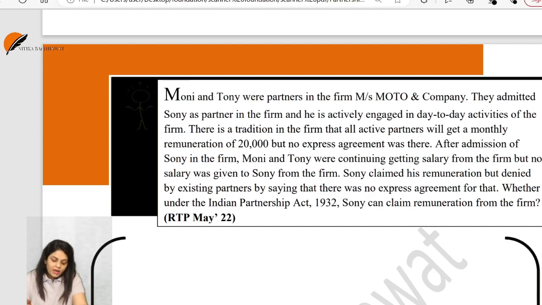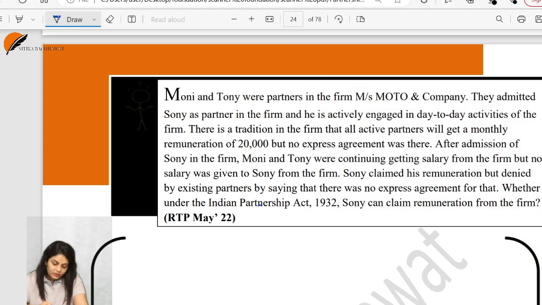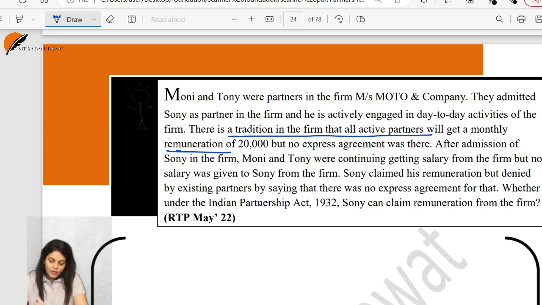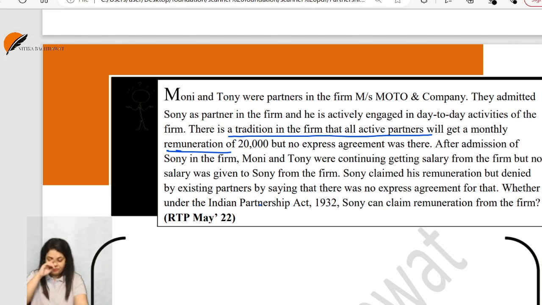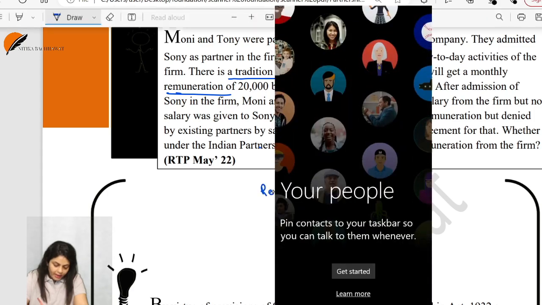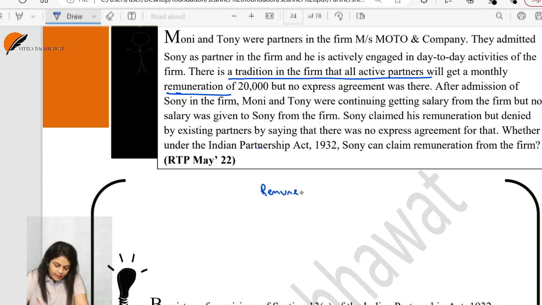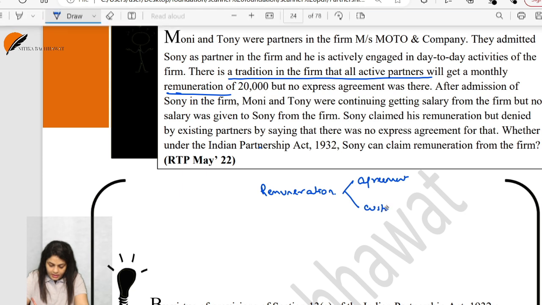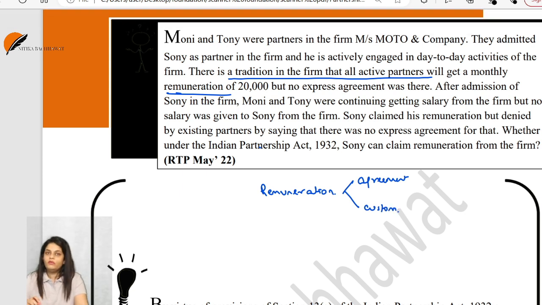Moni and Tony were partners in firm Messrs. Moto and Company. They admitted Sony as a partner in the firm and is actively engaged in the day-to-day activities of the firm. There is a tradition in the firm that all the active partners will get a monthly remuneration of 20,000, but no express agreement was there. Remuneration, when we talk about right to remuneration, remuneration is basically not a right of a partner. But remuneration is payable if there is an agreement or if there is a custom of the firm. So in any one of these cases, remuneration is payable.